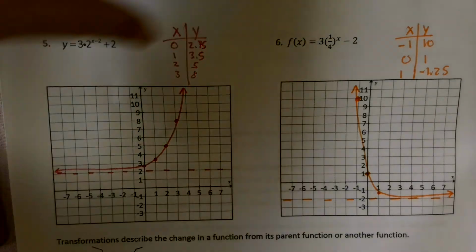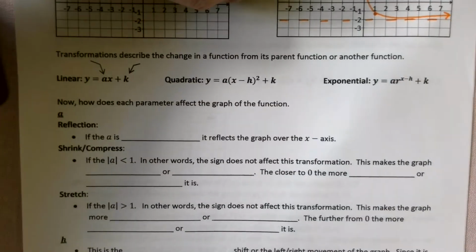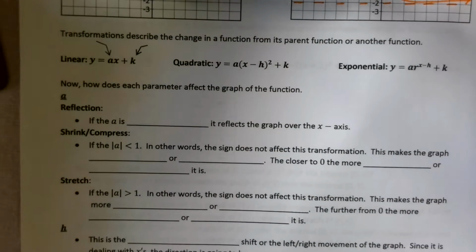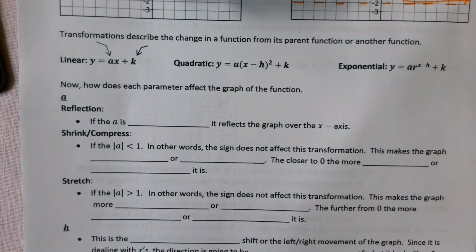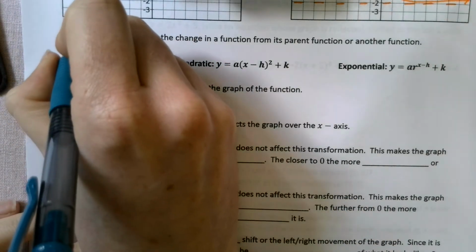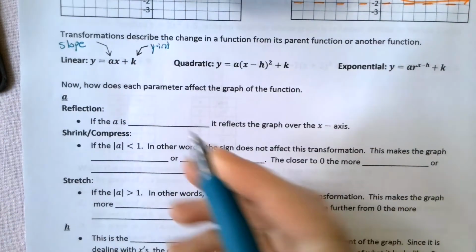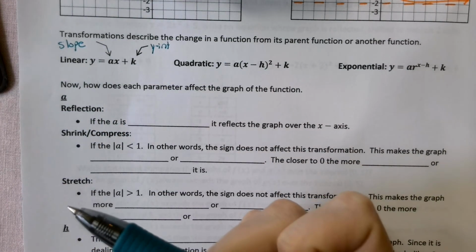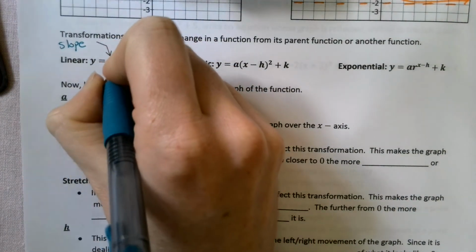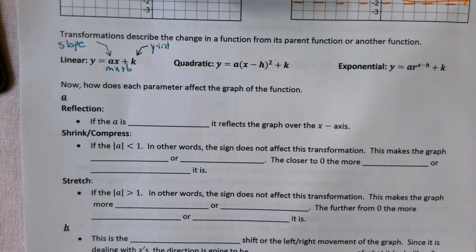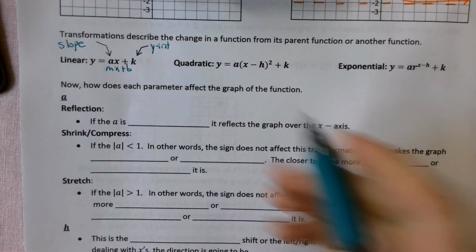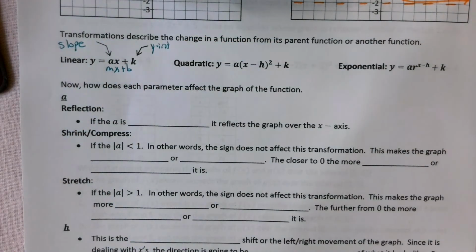Alrighty. So now we're going to talk about our transformations. Okay. So transformations describe the change in a function from its parent function or another function. Alrighty. So for our linear function, our a is our slope. And our k is our y-intercept. I do not know why they put a and k here. Really and truly, it should be y equals mx plus b.